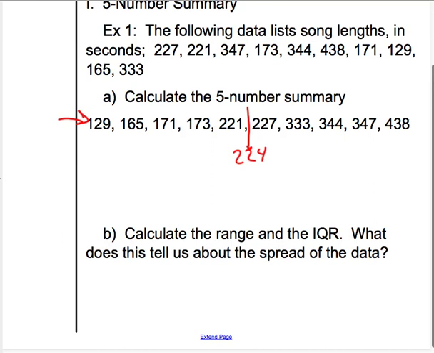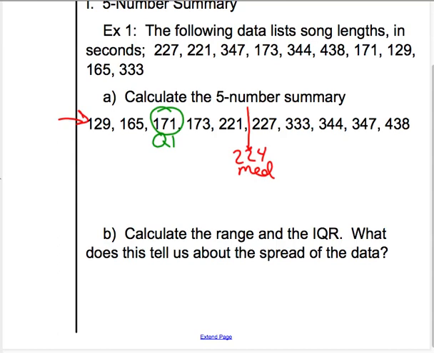So now we have our data separated, and I like to physically put a line through the data. We have the lower half, the song lengths of 129 through 221, and then the upper half, the song lengths of 227 through 438. Then we find the median of just the lower half of the data. We've got these 5 data values, and this one, 171, is right in the middle. There's 2 data values lower and 2 data values bigger. So this is quartile 1, or the lower quartile. Let me label this one as well. This is our median, or quartile 2, but again, we hardly ever call it that.